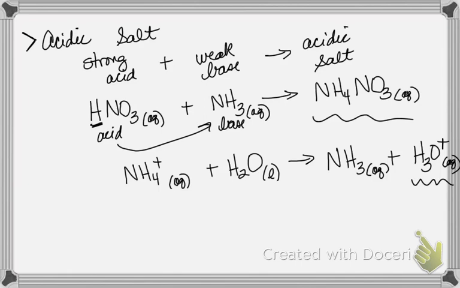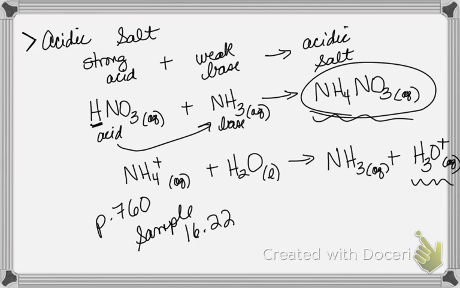Okay, there's some more practice on doing these predictions in your book on page 760. It's sample problem 16.22. So that's practice with the predictions. But what I want to do is look at the calculations of it. With my explanation, we can look at this and say, oh, I'm going to predict that salt's going to be acidic, but let's calculate the pH. In order to do that, we're going to need to know the concentration of it.